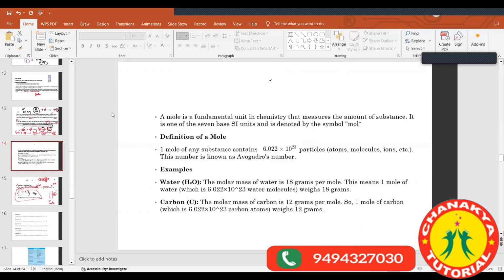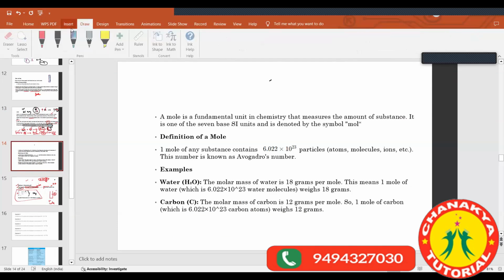So mole is not a big thing. Mole is a fundamental unit in chemistry that measures the amount of substance. It is one of the 7 base SI units, and it is denoted by the symbol mol. And we saw 1 mole of any substance contains 6.022 into 10 power 23 molecules. This is simply called the Avogadro number. And then we saw the examples of that.